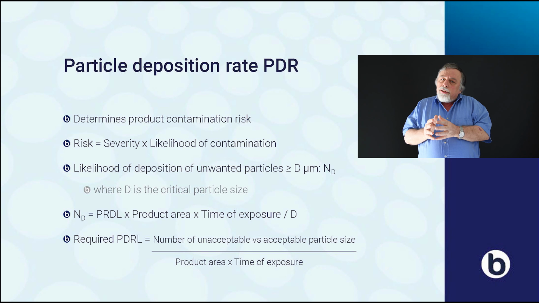So that way you can say I accept a number of particles which I don't want to have at all, so that will be a very low number, or I accept a particle of a smaller size and it can be a little bit higher number. Well, this number you divide by your product area and the time of exposure. And that way you can get your particle deposition rate limit.